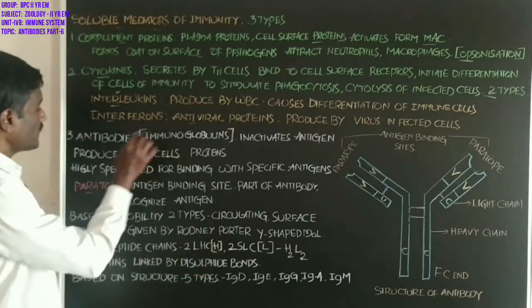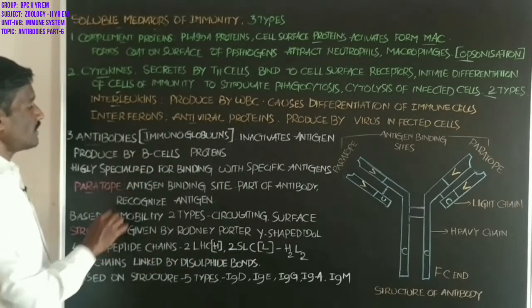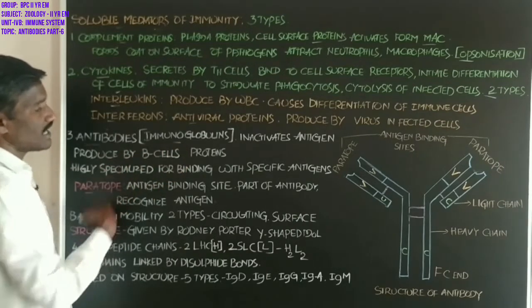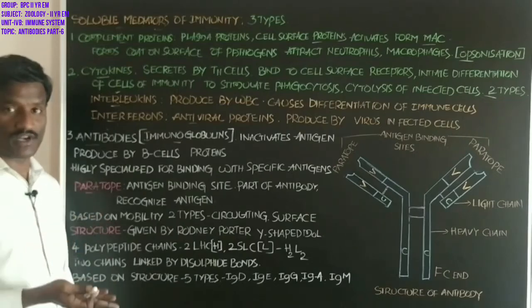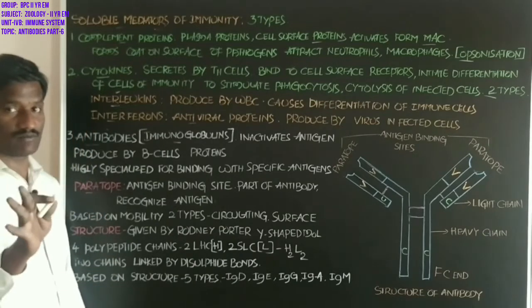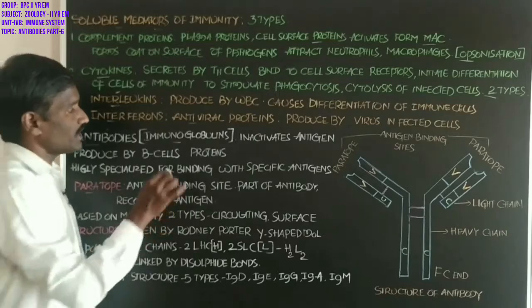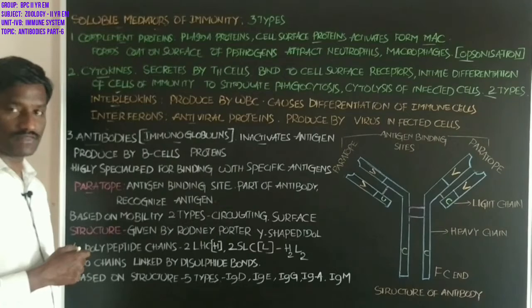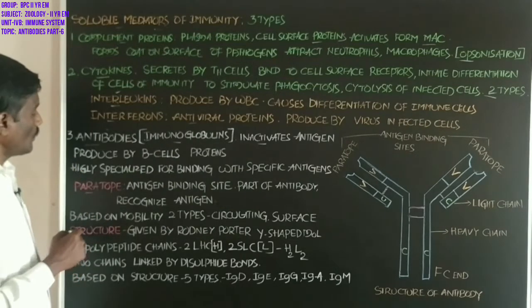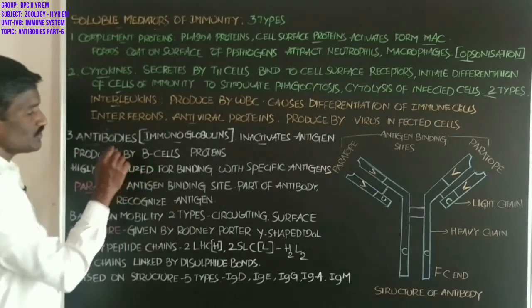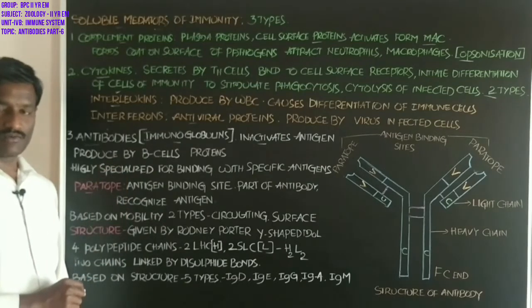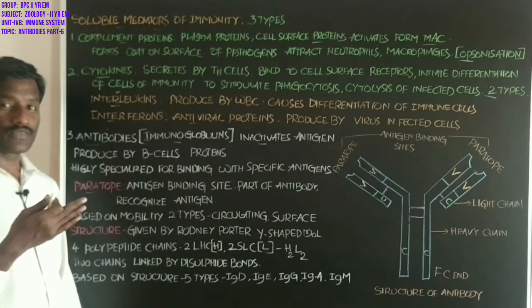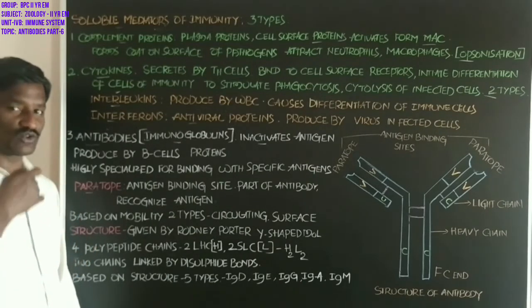Next, students, the most important one is antibodies. Antibodies are also called immunoglobulins, represented as Ig. These antibodies inactivate antigens. Antibodies are produced by B lymphocytes when microbes enter the body.